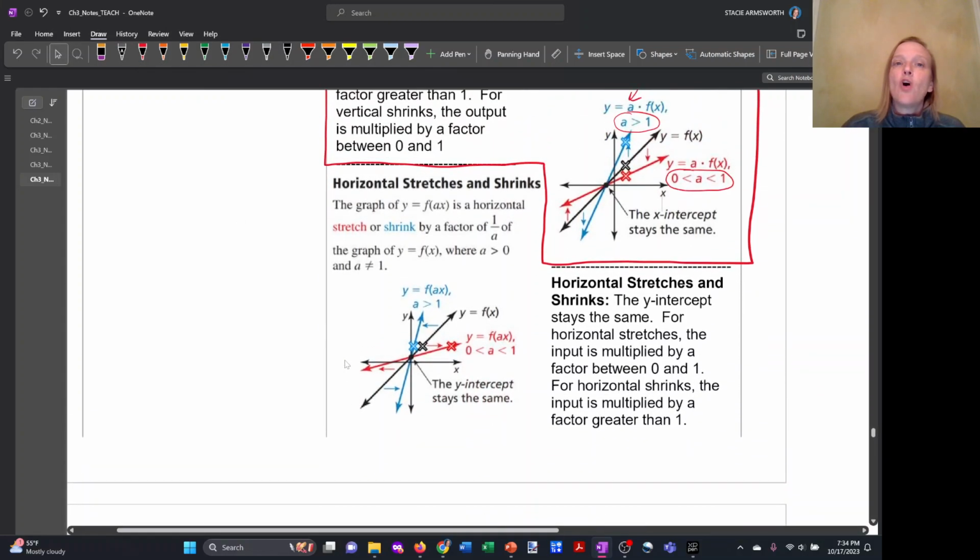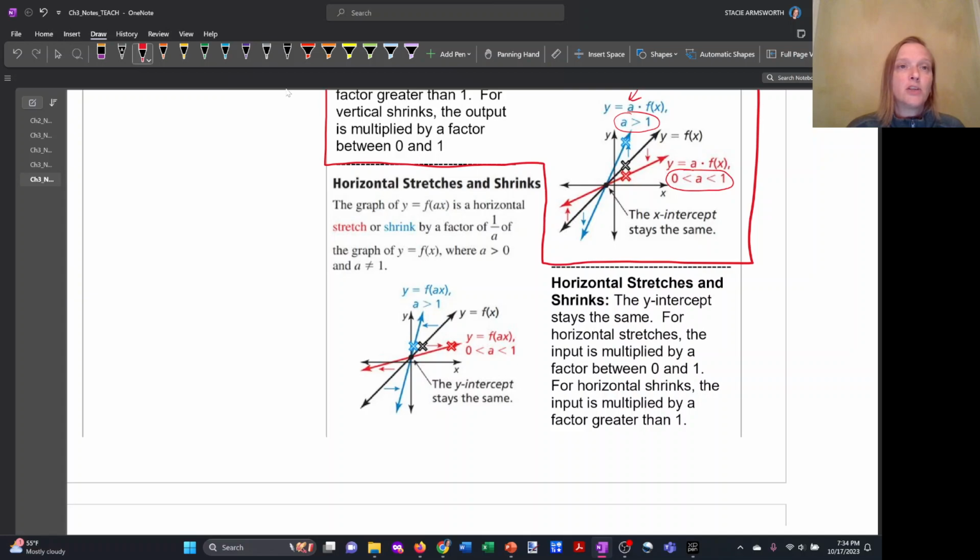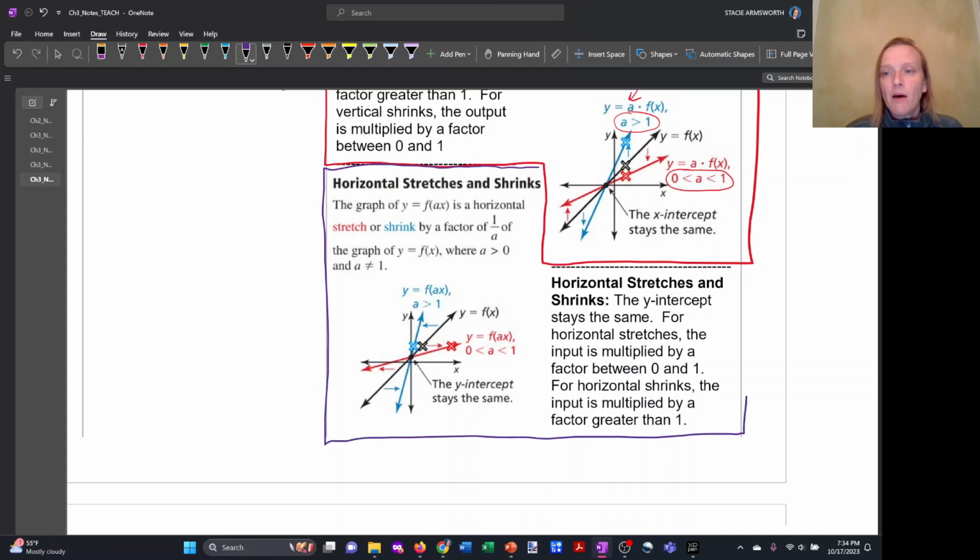In contrast, horizontal stretches and horizontal shrinks occur in the x direction. And maybe you've spotted the pattern by now. This affects the input values. So the change is perhaps opposite of what you're expecting given the changes we saw in the y direction.